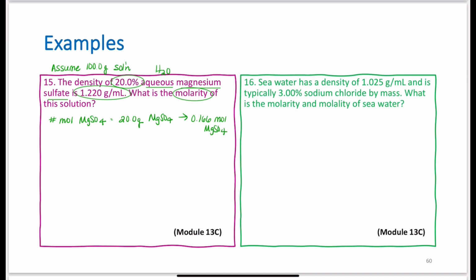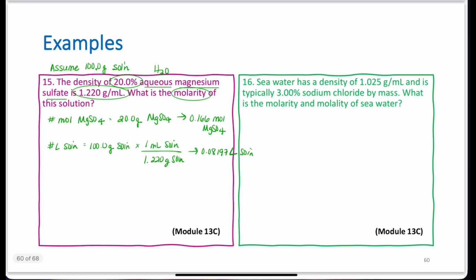Not quite done. I do want molarity, which means I need the volume of the entire solution. So number of liters of solution. If I've got 100 grams, I'm going to use the density, 1 mL of solution to 1.220 grams of solution. That's going to give me milliliters. I'm then going to convert to liters. And I see I have 0.08197 liters of solution, 4 sig figs. And why did I keep the 100 to the first decimal place? Because of the 20%.